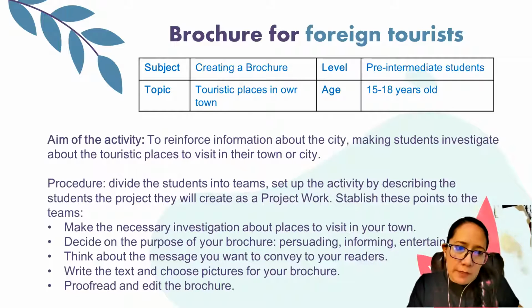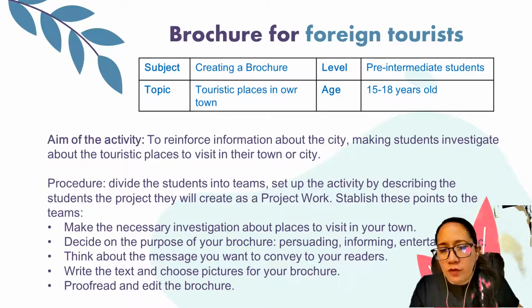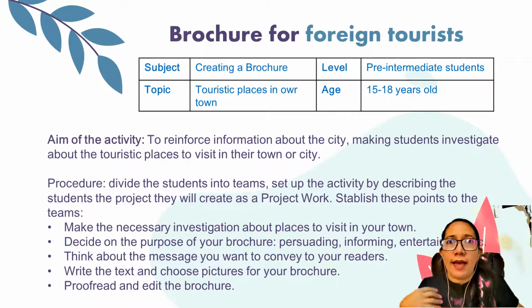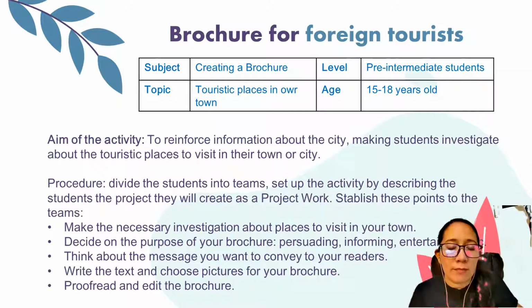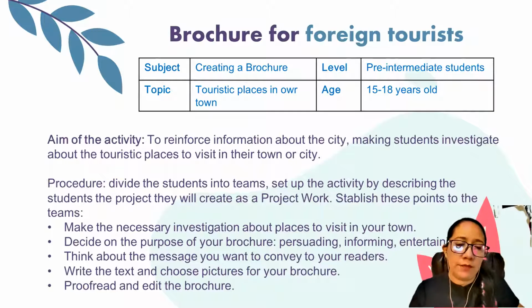The aim of the activity is to reinforce information about their city, making students investigate touristic places to visit in their town or city, because this way they're going to advise foreign tourists, foreign people, where or what places to visit in their own towns.